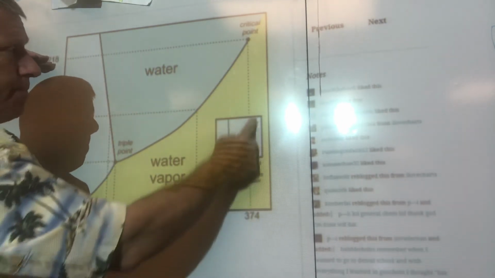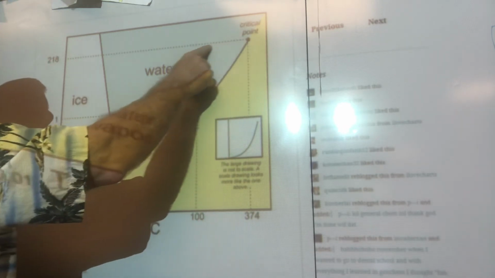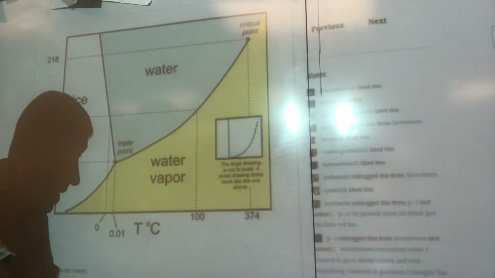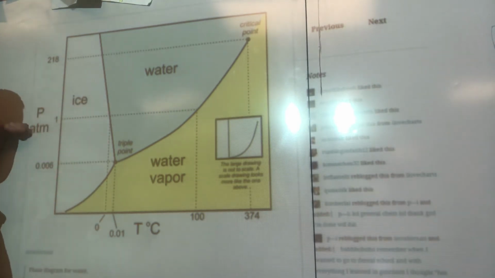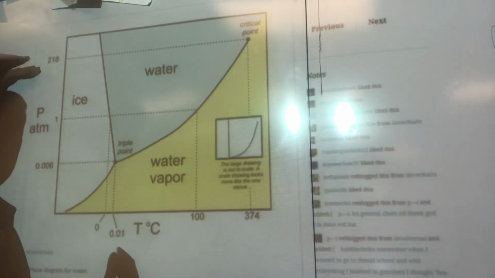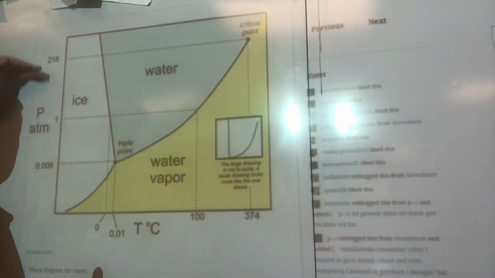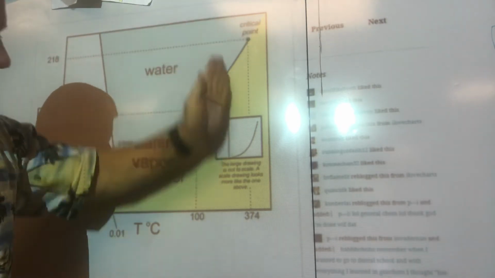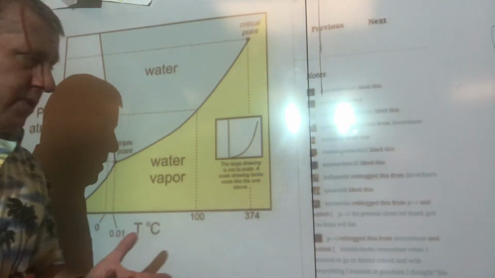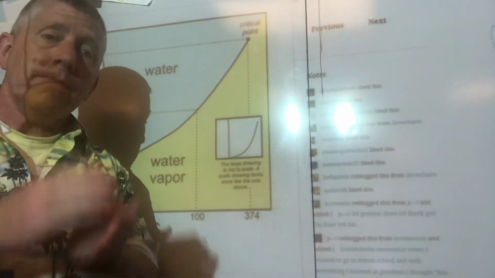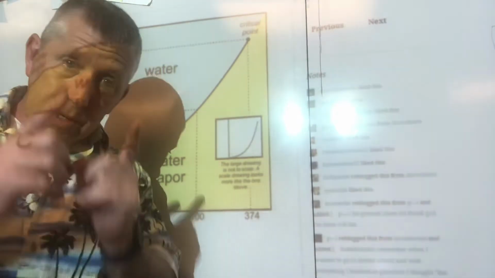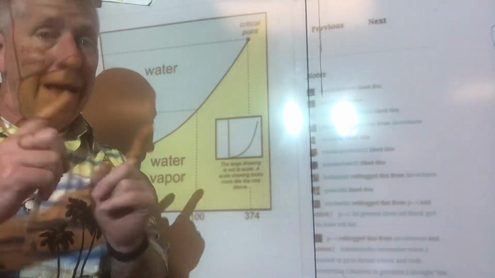So at the critical temperature, 374, water to stay water is going to need 218 pascals, okay? ATMs, I said pascals. ATMs, 1 ATM is normal. It'd be 218 times normal pressure to keep water as water at the critical temperature. So critical temperature is the hottest water can get without vaporizing. And the critical pressure is the amount of pressure you would need to keep water as water at that temperature.